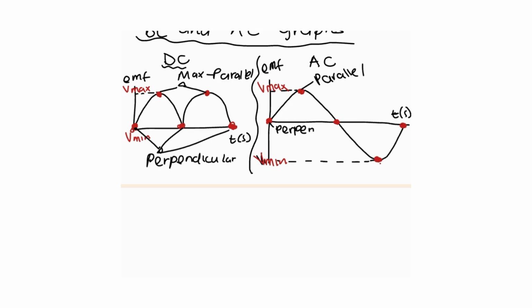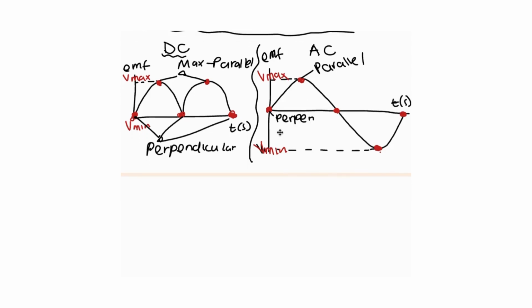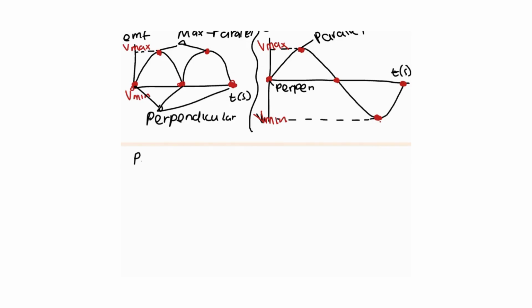So the reason I'm bringing up maximum and parallel, or minimum or 0 and perpendicular, is because whenever you are asked to draw a graph, either a DC or an AC graph, you need to know whether you're starting from 0 or maximum, depending on whether it is perpendicular or parallel.